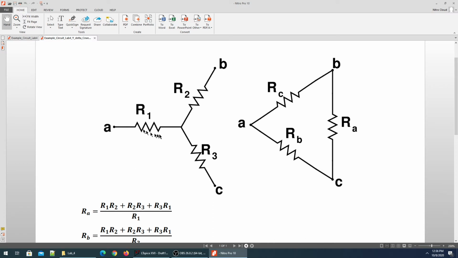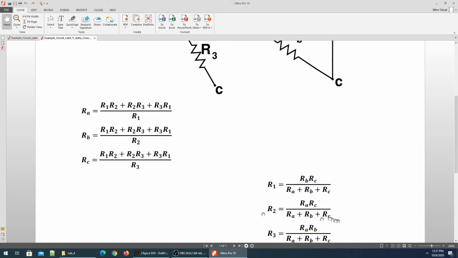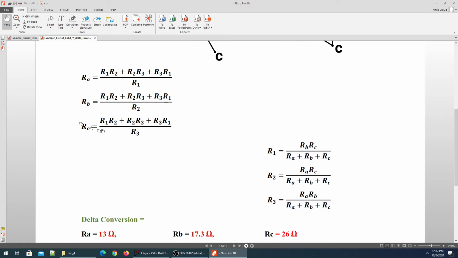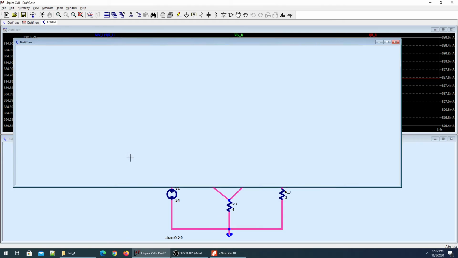When I'm trying to convert my Y into the Delta network, then I have to find RA, RB, and RC. I'm using these conversion formulas to calculate my RA, RB, and RC. This is just another way if I'm converting back from Delta to Y. Based on that, I have already calculated my RA, RB, and RC. So I will start wiring my circuit in this new fashion. So let's go. I'll open a new circuit.